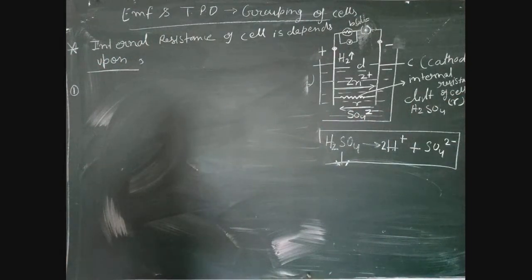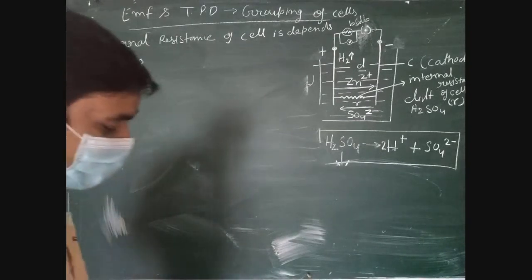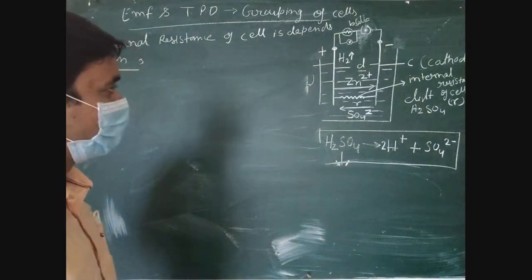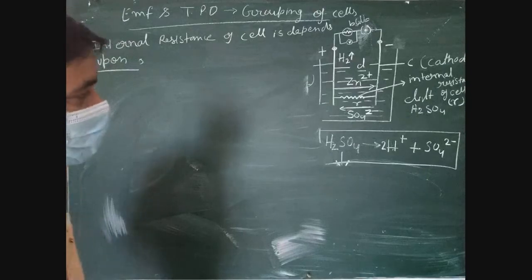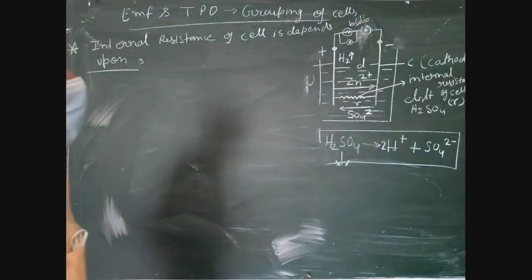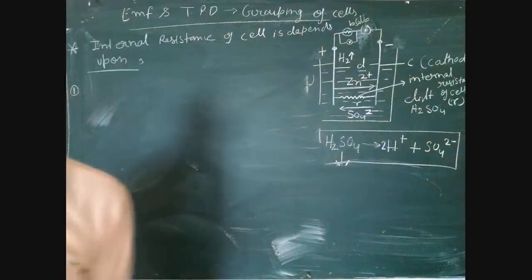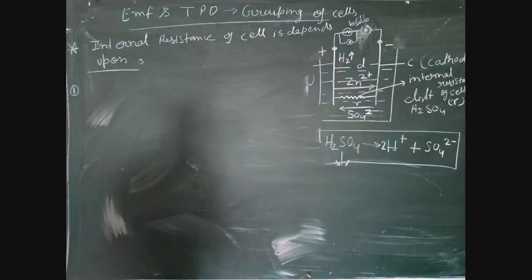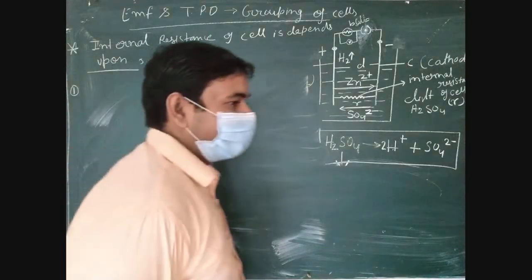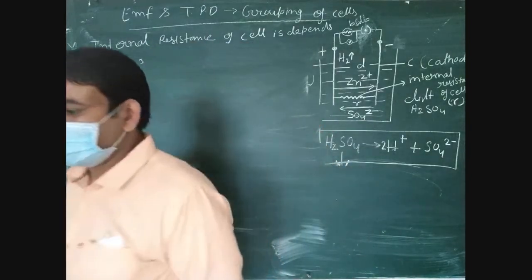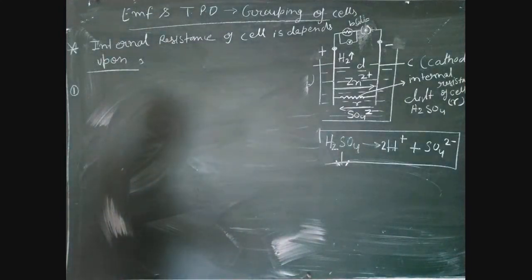Second, the nature of electrode. It also depends on the nature of electrode. Next, the area of electrode immersed in the electrolyte. Okay. As the area increases, that is, with the increase in area of electrode, the internal resistance of the cell decreases.